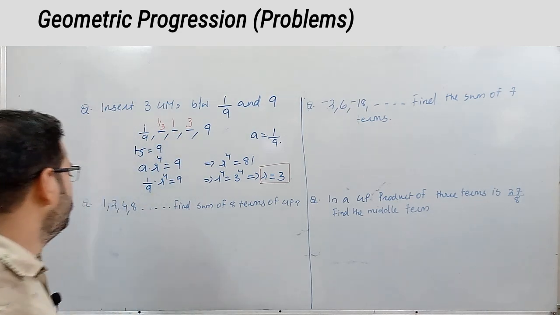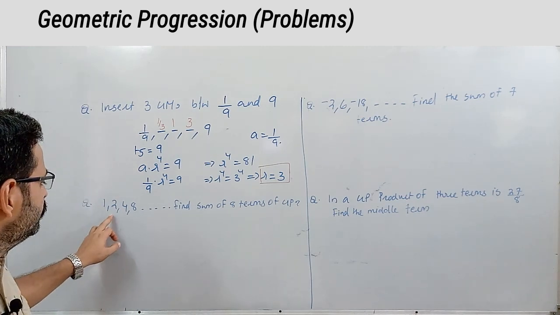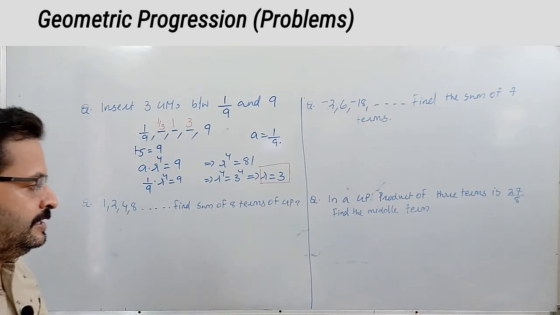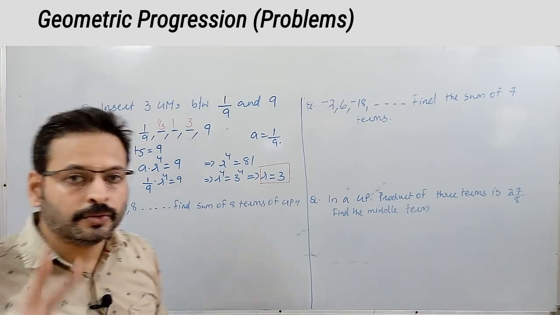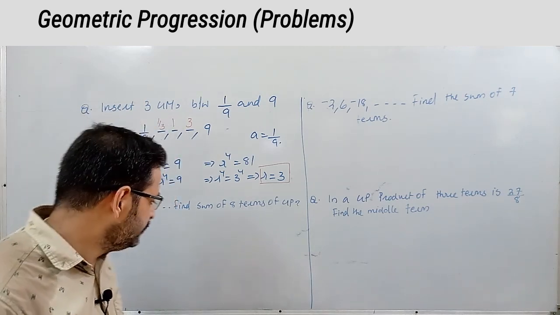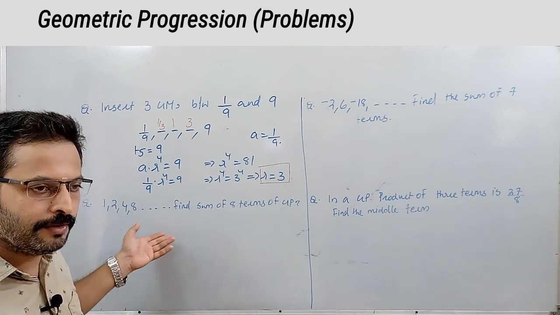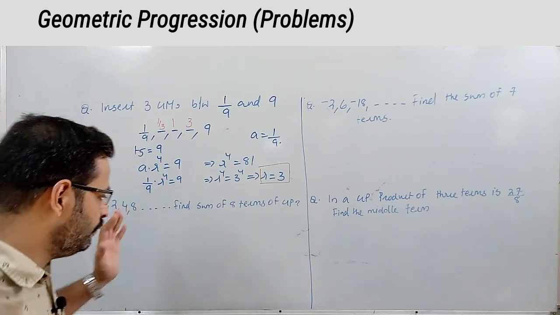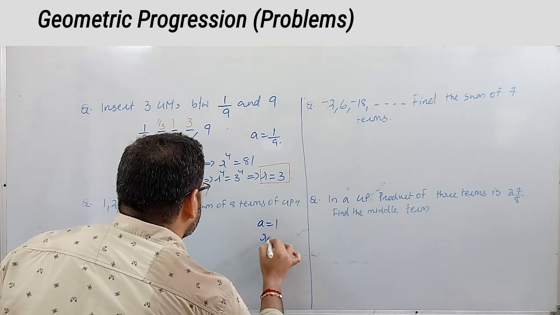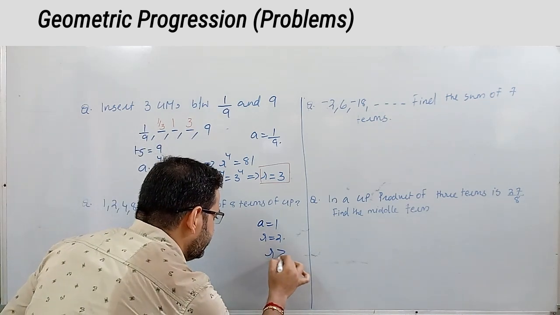Okay. Now the next question. 1, 2, 4, 8, etc. Find the sum of 8 terms of a GP. We know that we have 2 formulas for finding the sum of n terms of a GP. The first is for when R is greater than 1, that means common ratio greater than 1. The second formula will be used if common ratio is less than 1. Okay. In the question, A equal to 1, R is equal to 2. That means common ratio R is greater than 1.